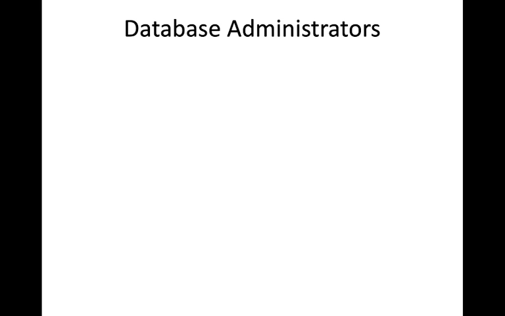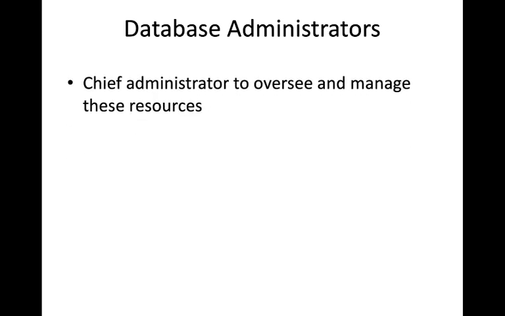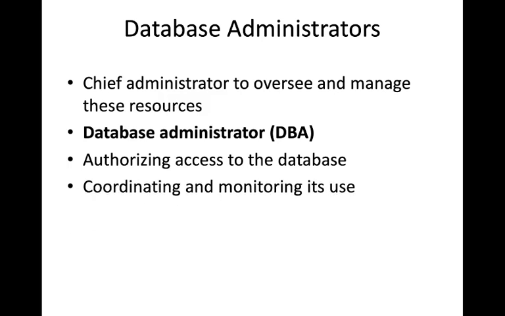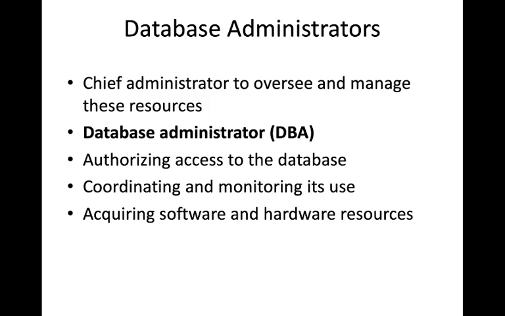The first type of actors on the scene is the database administrator. He is the chief administrator who oversees and manages all the resources. Here the resources means the database. He is the person who manages the database itself. He is the head of this database software. He will be authorizing access to the database. In an organization, he will decide which persons are to be authorized to use the database, and he will be coordinating and monitoring its use. He'll be monitoring the use by different people, and he will be the person acquiring software and hardware resources that are needed to run this DBMS.